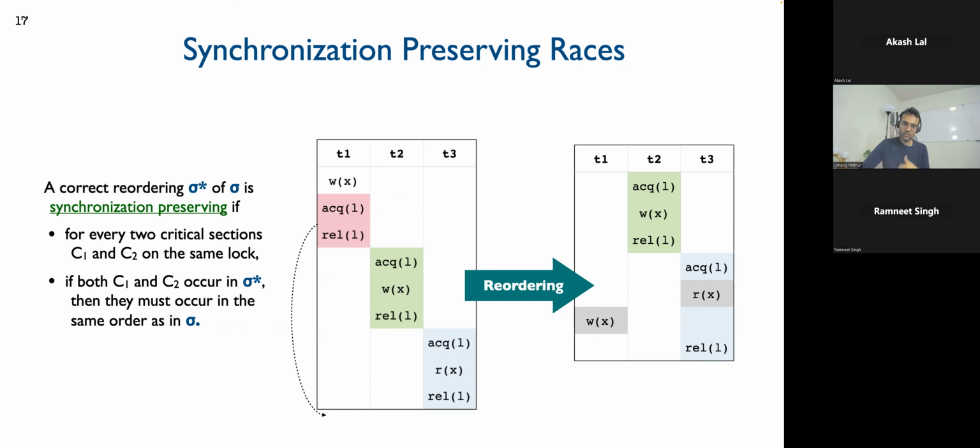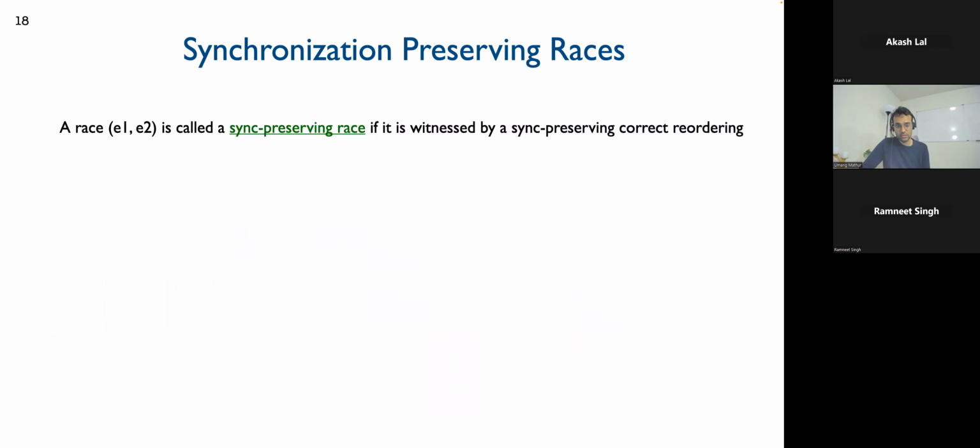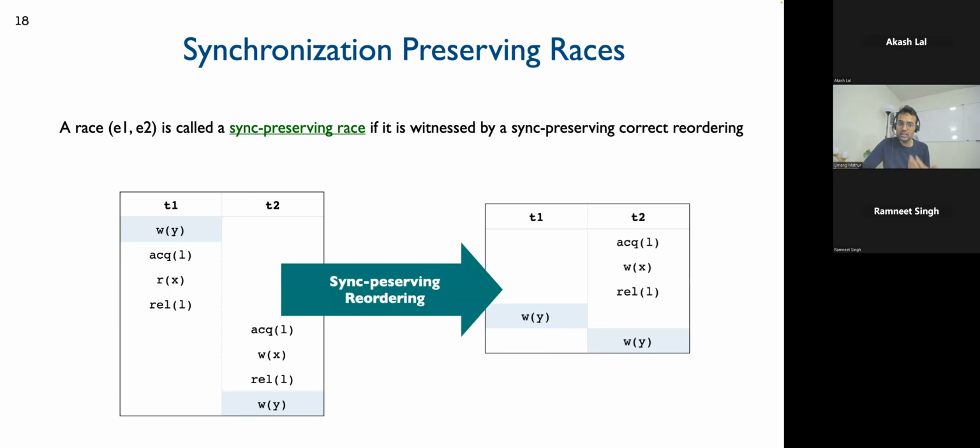In general, correct reorderings allow you to also reorder critical sections. But here I'm saying, just like happens before, you maintain the order of critical sections of the same lock. You are allowed to drop critical sections, but whatever critical sections remain, you have to keep the same order of them. So that's what a synchronization preserving correct reordering is. And so now you can define what is a synchronization preserving race. Basically, if a race can be discovered using a synchronization preserving correct reordering, then that's a synchronization preserving race.